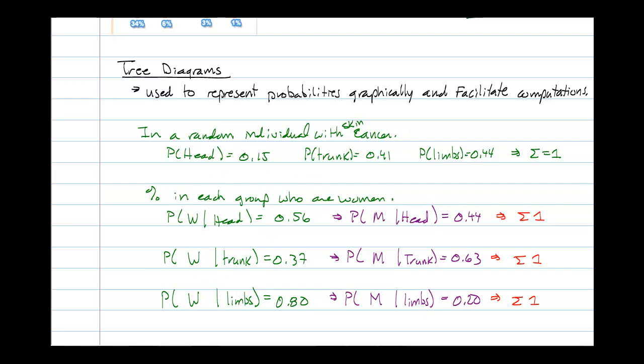Well, what I want to do is I want to take all this information and put it in a tree diagram to help us organize it. Okay, so let's go ahead and produce that tree diagram. Now the first branch of this tree diagram has to do with where the skin cancer was located. 15% of incidences were on the head, 41% on the trunk, 44% were on the limbs. And then what I do is I look at this and I say, okay, of those people who had skin cancer on their head, I'm going to split them up into male and female.